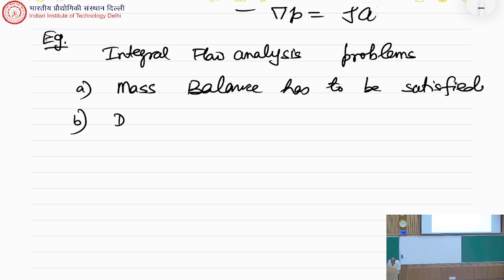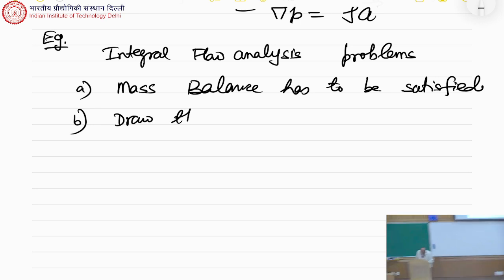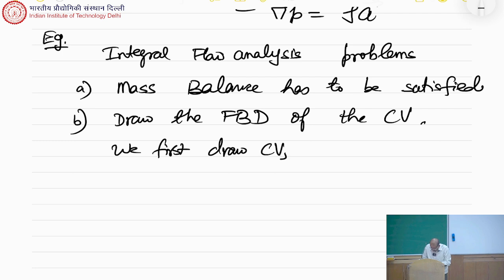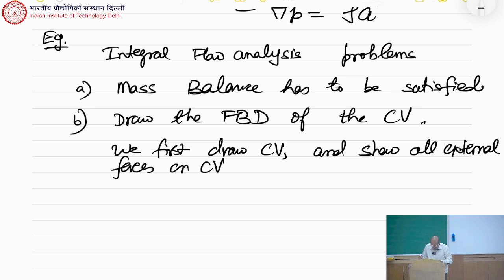Secondly, then we draw the free body diagram of the control volume, which means we first draw the control volume and show all external forces on the control volume.